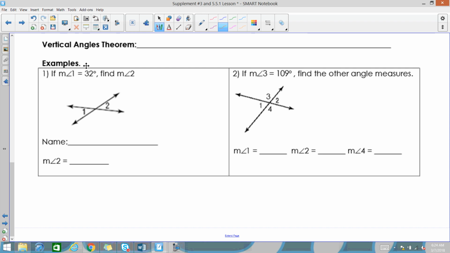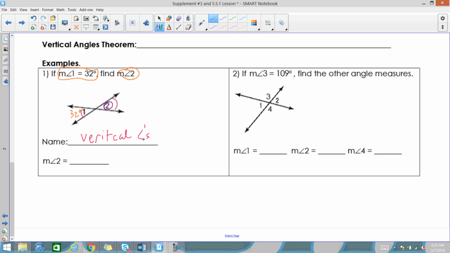Just like yesterday, if the measure of angle 1 is 32 degrees, there's angle 1. Find angle 2. Anytime you get an angle, we want to put that measure into our problem. So 32 degrees, and we want to find this one right here. Well, angle 1 and angle 2 are vertical from each other. They're across from each other. So we would say these two are congruent.